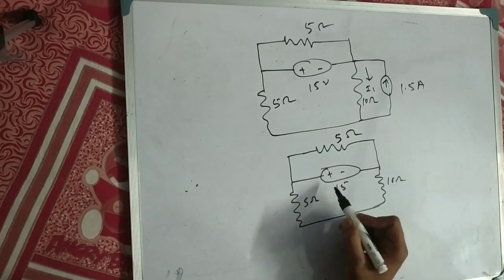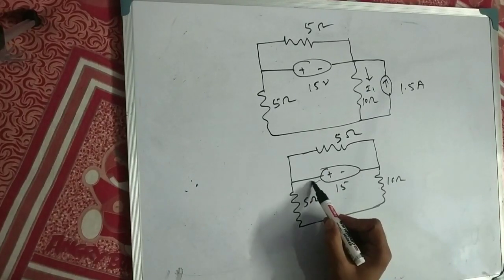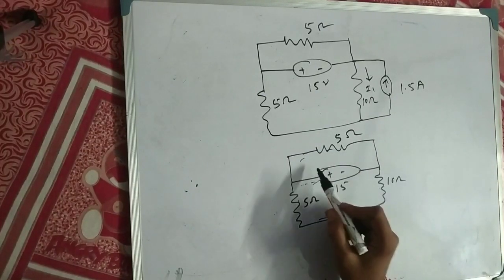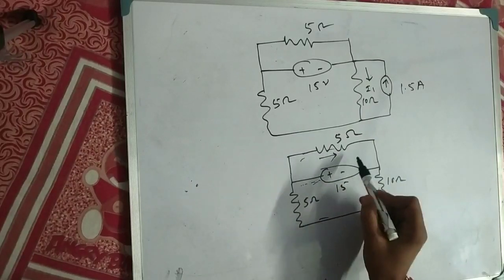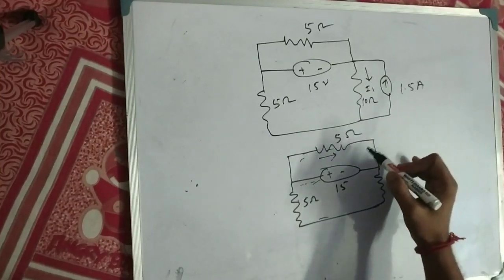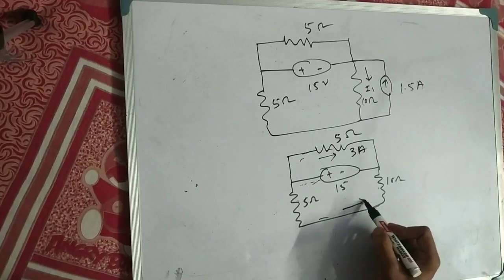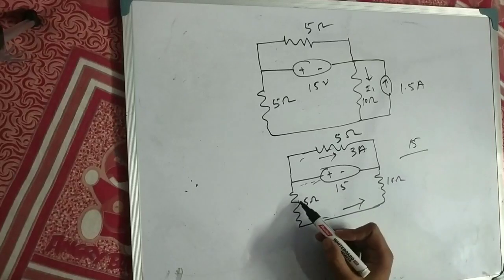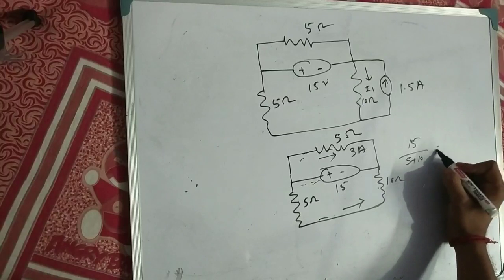Here polarity is, if we apply KVL, then in this loop current will flow through this and this. The voltage source is parallel to the 5 ohm resistance. So through the 5 ohm resistance, how much current will flow? 5 ohm across 15 volt. So 15 by 5 means 3 ampere. So what will be the current through the 10 ohm resistance? Just 15 by the series resistance 5 plus 10, means 1 ampere.